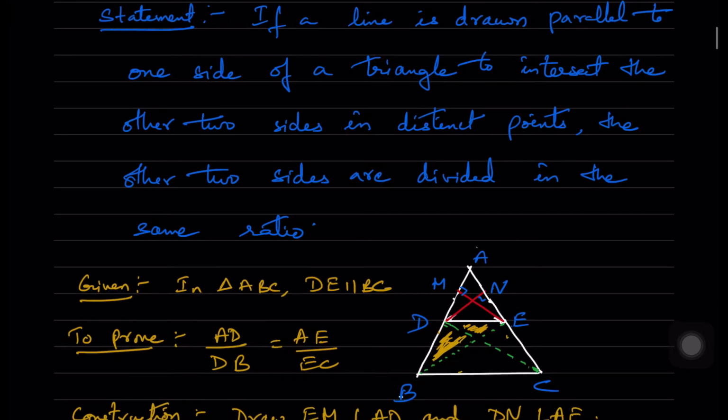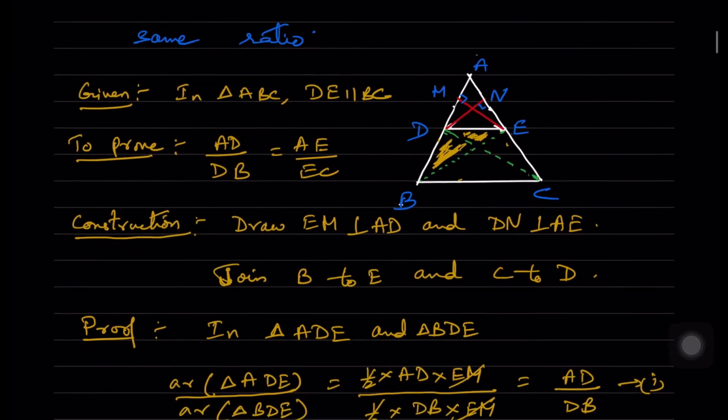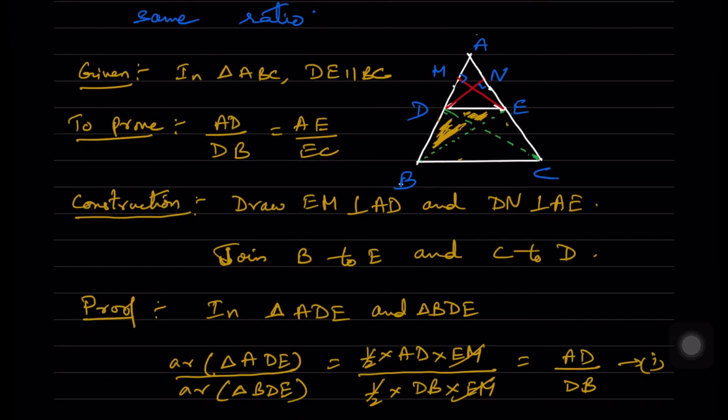So now what is given over here? We are given a triangle ABC, and DE is parallel to BC. This is given to us. These two, one is a triangle and the other one is DE parallel to BC. So now we have to construct something so that we can prove the basic proportionality theorem. What is it that we have to prove? AD by DB is equal to AE by EC. We have to prove that. In order to do that, we have to do some construction. What is that construction? We'll see.